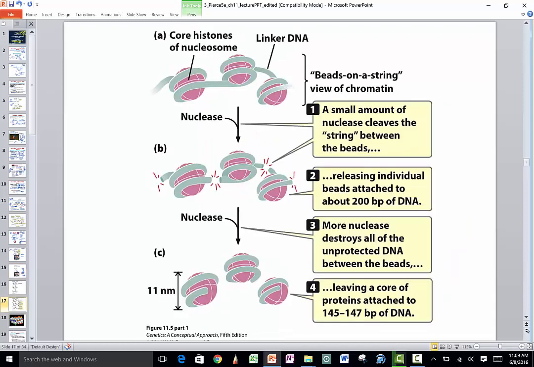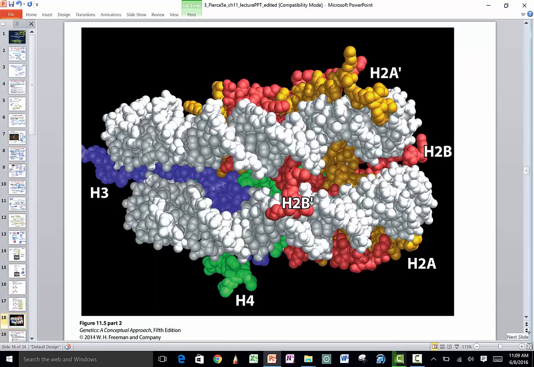Just a close-up of what we just looked at. And there's a picture that is very much more close-up of that.